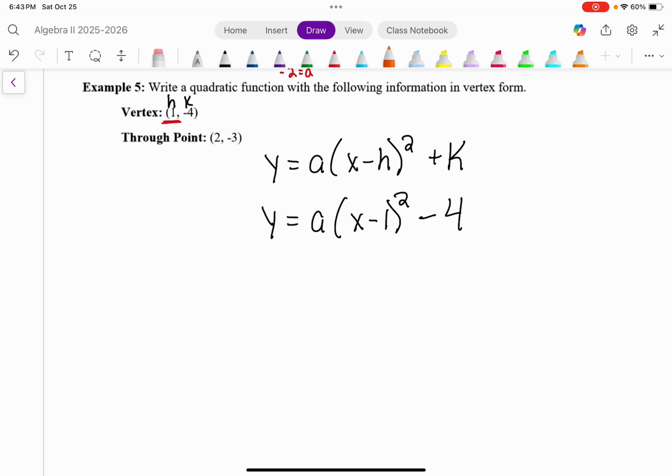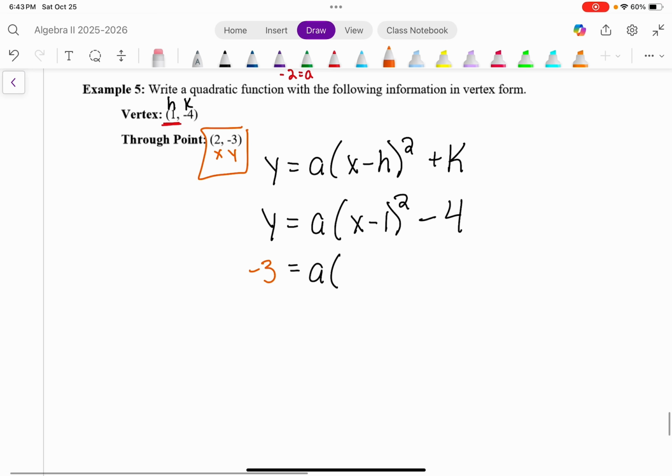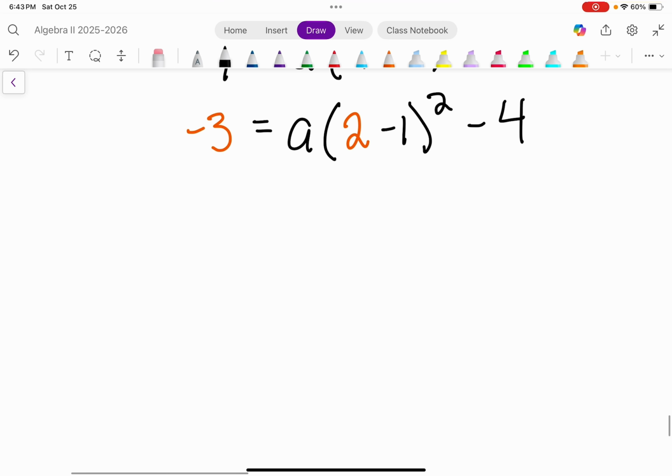Now I need to solve for a. So in order to do that, I use the point they give me, and I plug in these numbers for x and y. So I have -3 equals a times, in parentheses, 2 minus 1 squared minus 4. And again, before you start solving, you need to simplify the right side following PEMDAS. So we're going to do the parentheses first. And we have 2 minus 1, which just equals 1. And then we square it. And 1 squared is 1.